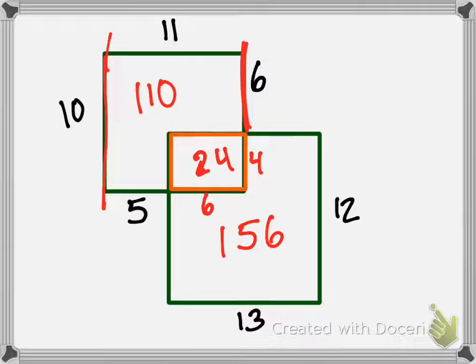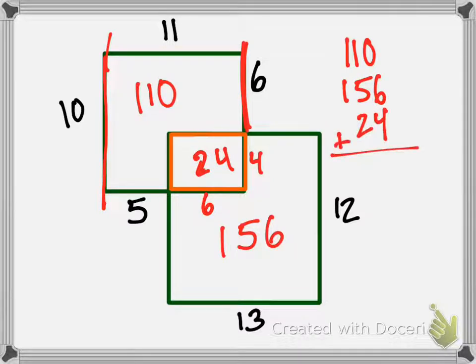So now I'm going to add all three of these together. So I'm going to add 110, 156, and 24, and that's my answer, right? No. Why not, Gore? What's my problem? Do I subtract 24 from each? What do I do, Rafi? Yes. So I only subtract it once, not from each.